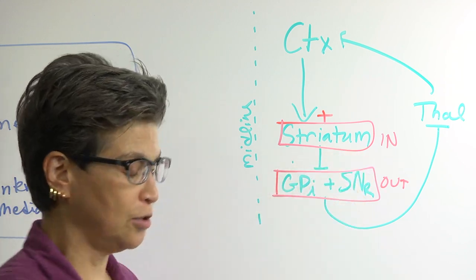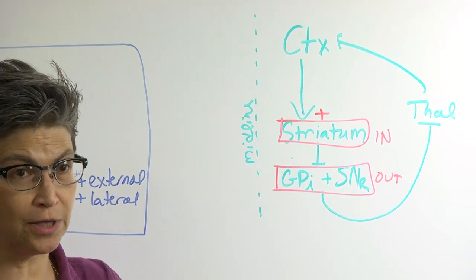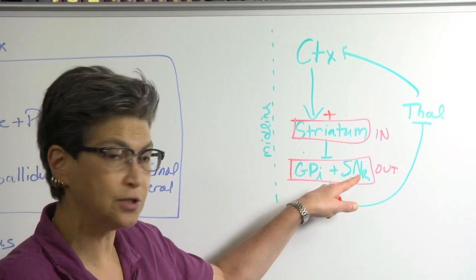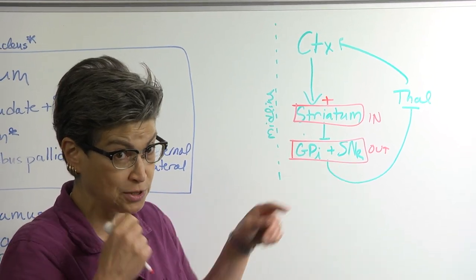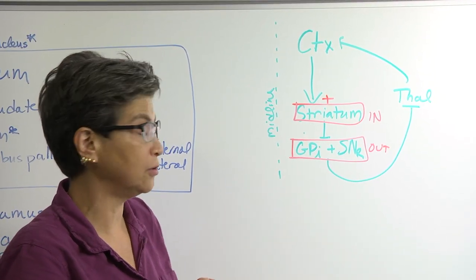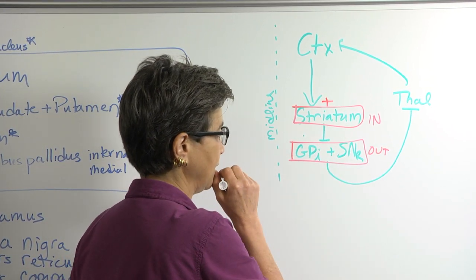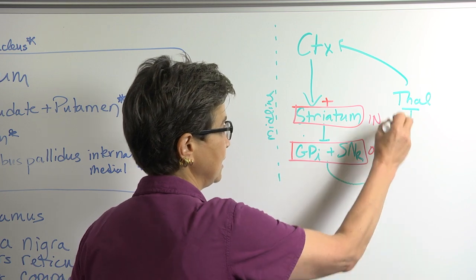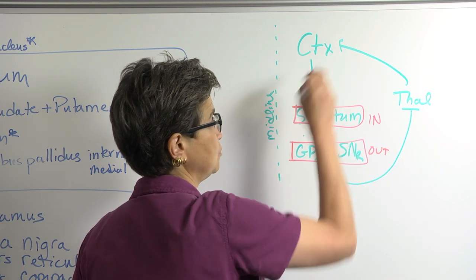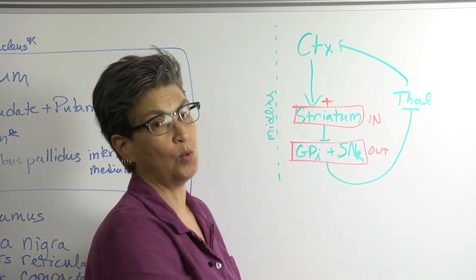The striatum, the caudate, and the putamen were separated by the internal capsule. The globus pallidus internal and the substantia nigra pars reticulata were separated by the cerebral peduncle. So these are developmentally the same. So this contains the output, which goes to the thalamus, which goes back to the cortex. All of this is on one side.